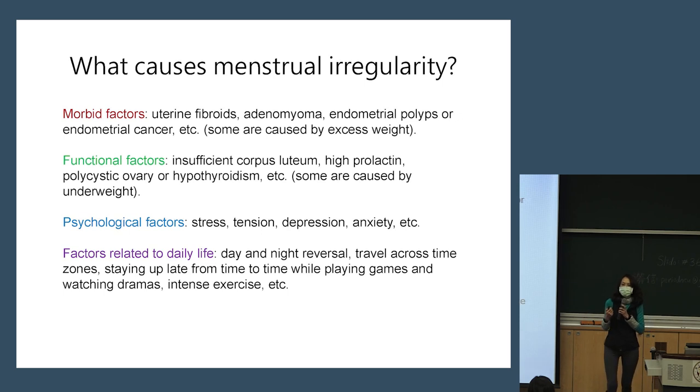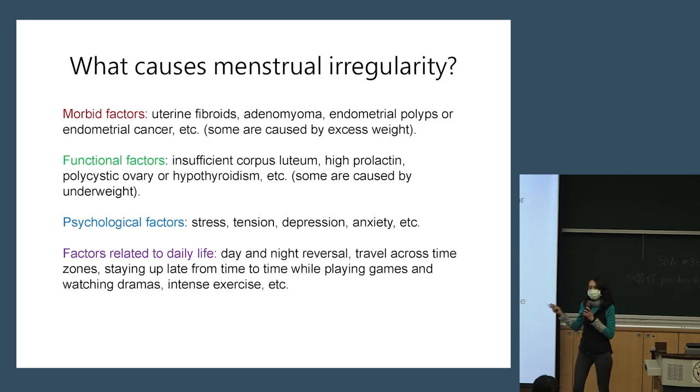If I need to write a paper for a class, or if I need to stay up late to study, sometimes during that period my menstrual cycle will delay, or come early, or come but be very short. So why is that? Day-night reversal, why?